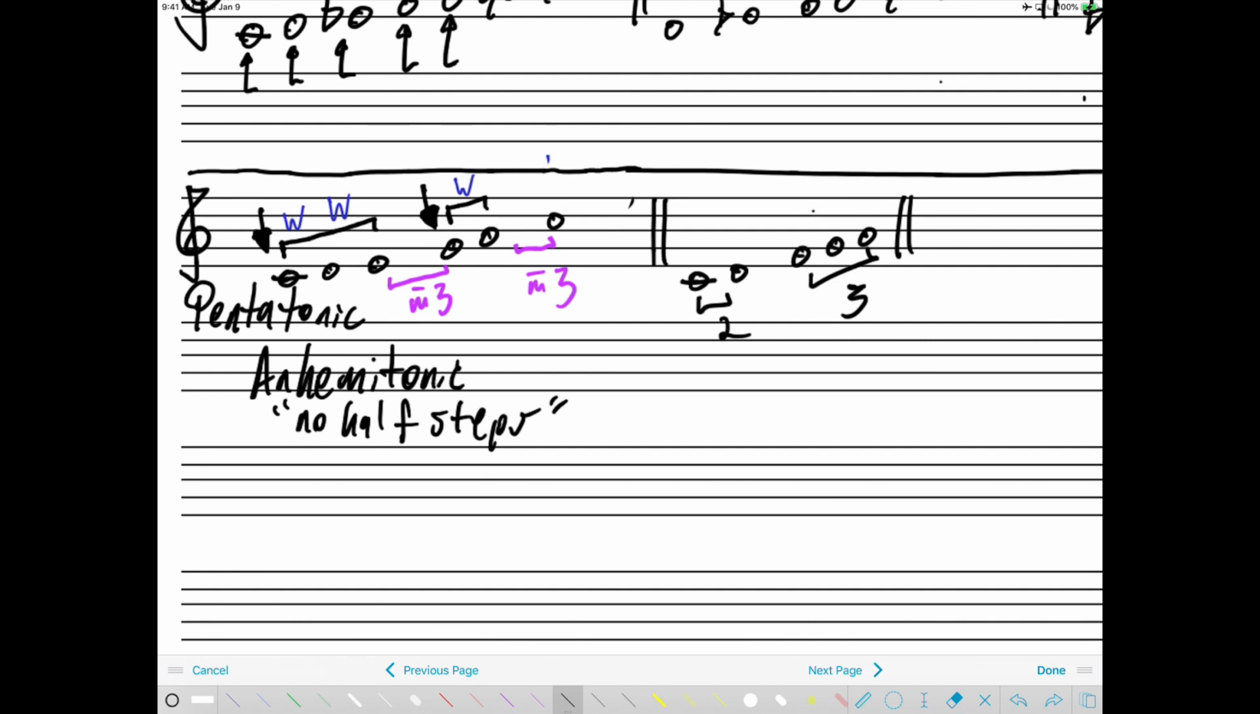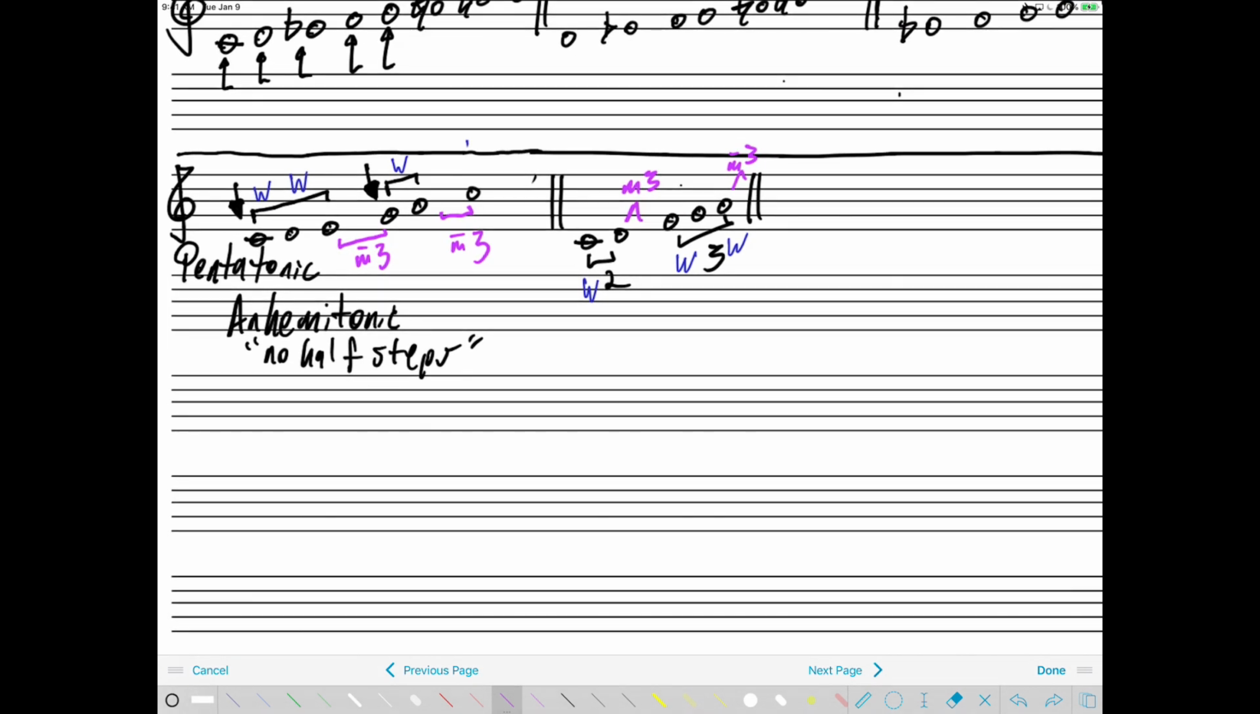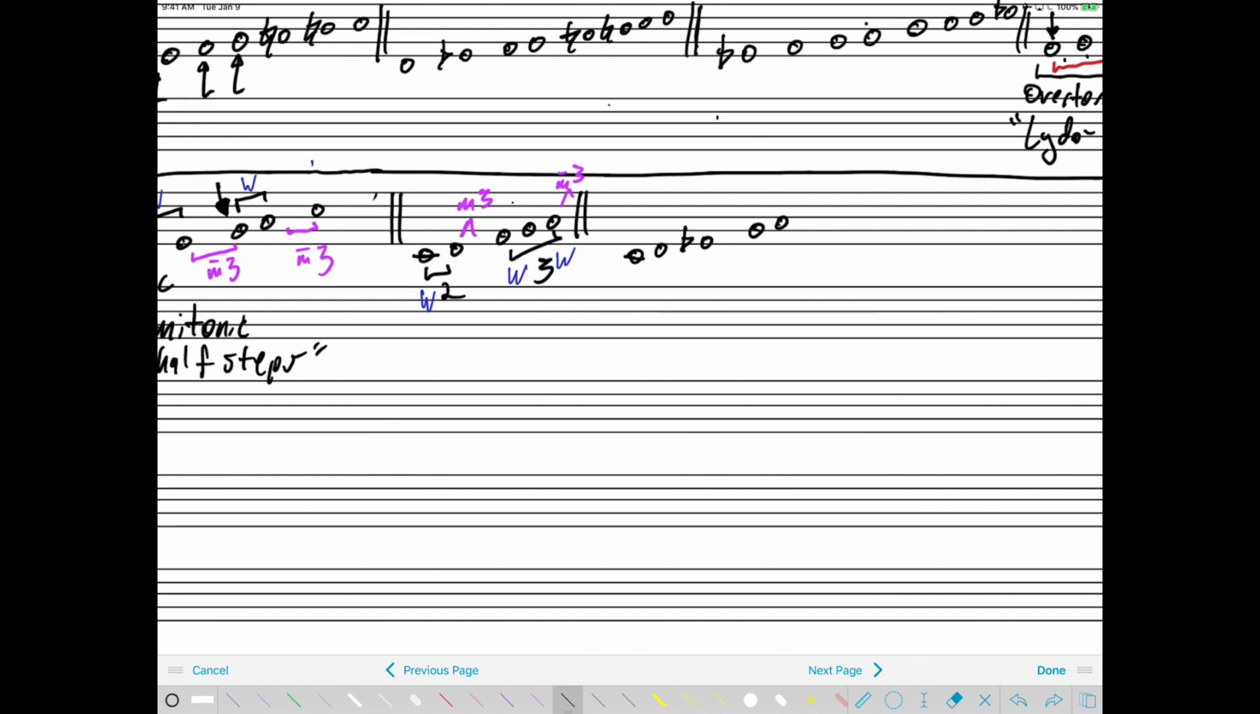Or if we shift it around. Both of these constructed out of the same sort of intervallic material. Sets of whole steps separated by minor thirds. Now you can have hemitonic pentatonic scales. That is certainly possible too. And there's a variety of these. And so again, this is not exhaustive. This is just going to give you a few ideas that you can play with.